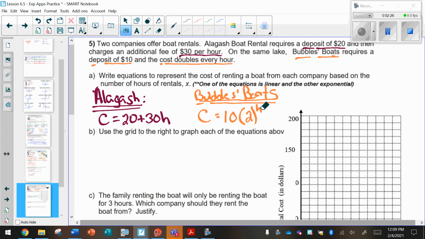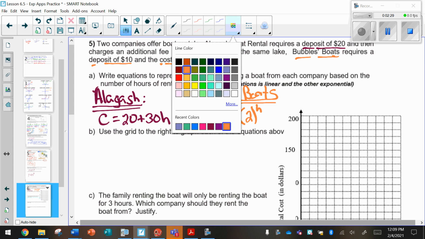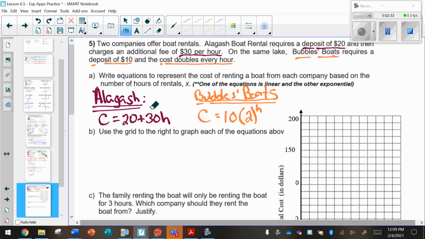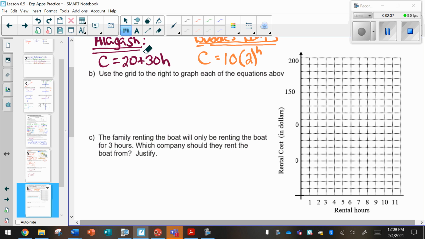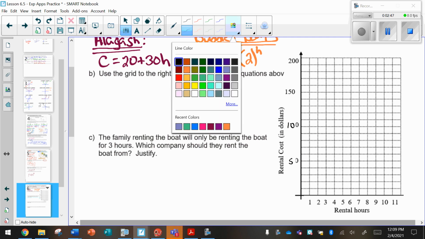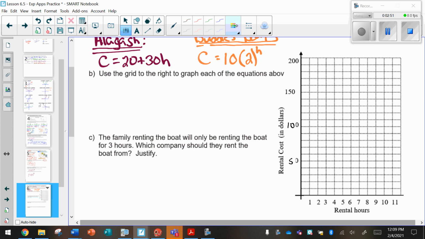So now we're going to graph these two equations on our grid. We'll do the line first. I know it's a linear equation because we're just adding $30 every additional hour. Our y-intercept starts at 20. This is 50, this is 100, so our scale is going up by tens. So my y-intercept is at 20, and it goes up $30 every hour.